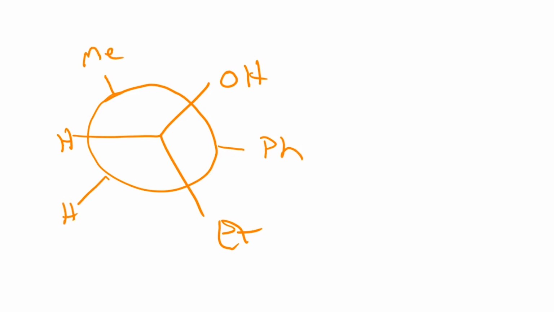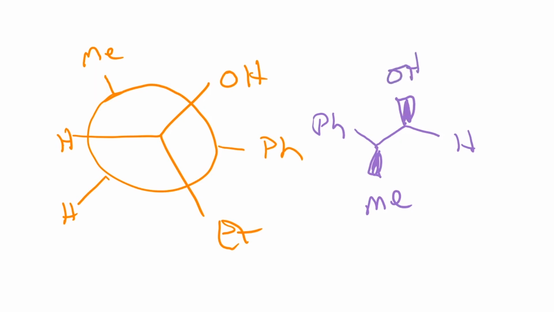And so the way we would redraw this is in the following manner. We would keep the phenyl ring in the back. Okay, and so now if the phenyl ring is in the back, then the methyl is coming towards me and the hydrogen is going into the plane of the board. And then you have the hydroxyl group over here, and the ethyl group is going to be in the back. Okay, so this is the conformation or the product that we would expect.